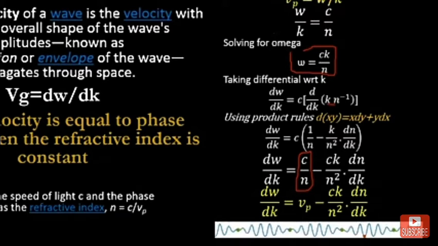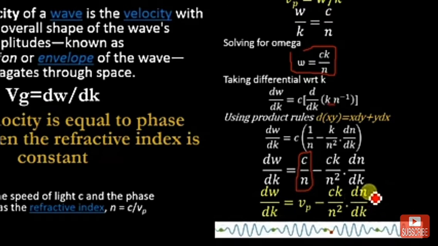Phase velocity is equal to c by n, so the group velocity Vg is equal to d omega by dk, which is equal to the phase velocity minus the speed of light times the wave number divided by refractive index square times dn by dk.